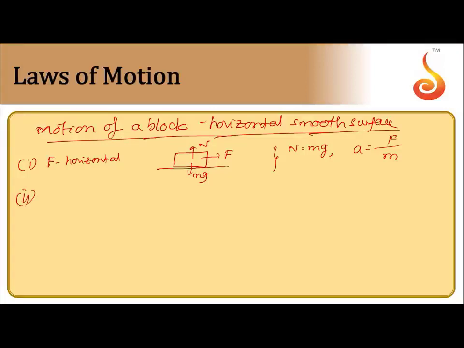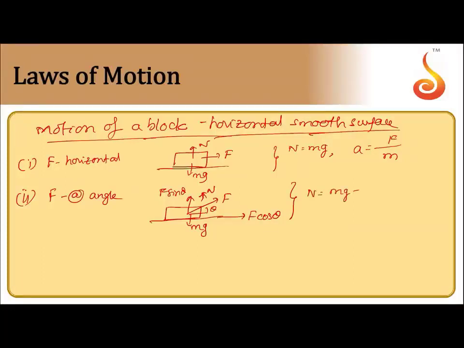Second, so this time force is at an angle. Same setup. F is at an angle theta. Now what are all the forces? I have F cos theta, I have F sin theta, I have N, I have mg. So this time, what are all the equations? N is equal to mg minus F sin theta, and the acceleration is F cos theta divided by m. Correct? Remember, the earlier case is a pull.